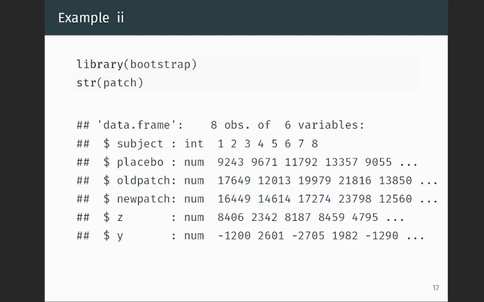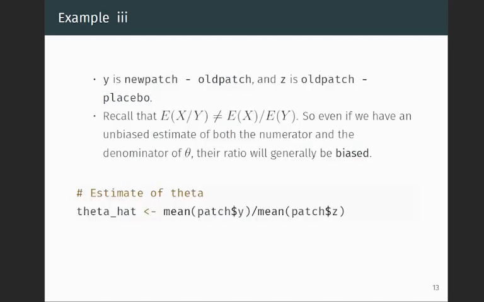pre-computed differences. So Z, for example, would be, I think it's old patch minus placebo, and Y is new patch minus old patch. And so, yeah, that's right. That's what I wrote here.